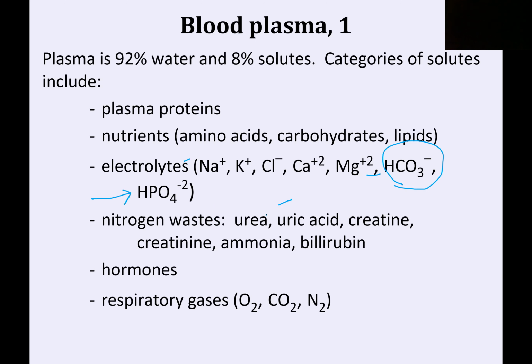Nitrogenous wastes or nitrogen wastes. Yes, you need to know these because you're going to see them again when we get to the urinary chapter. Urea, uric acid, creatine, creatinine, ammonia, and bilirubin. They contain nitrogen, but they're waste products. Hormones, respiratory gases, oxygen, carbon dioxide, and nitrogen. Nitrogen's the most numerous.